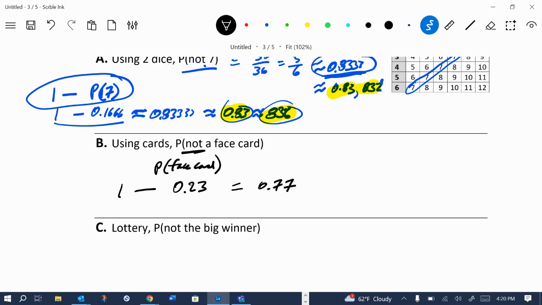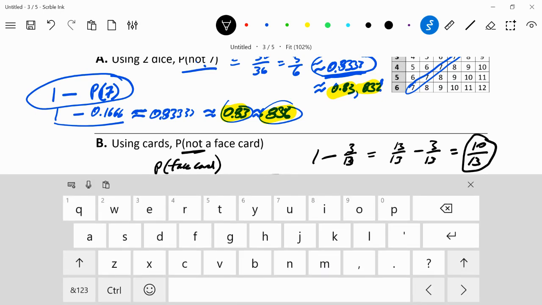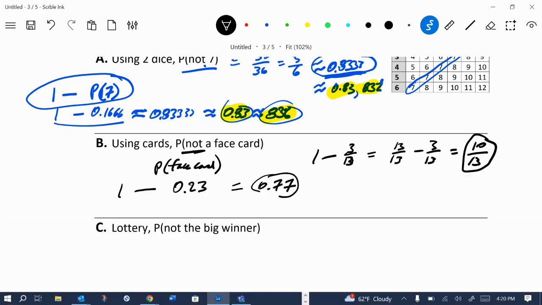Yeah. We can also do that in fractions here, since we know that face cards are 3 out of 13 of them. We can do 1 minus 3 out of 13, which is 13 over 13 minus 3 over 13, which is 10 over 13, which will actually become the same thing here as 0.77 or as 77%. And those are all approximations there.